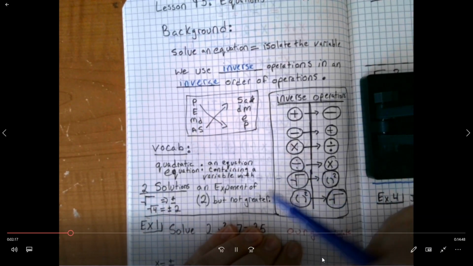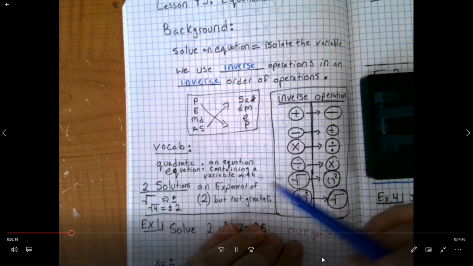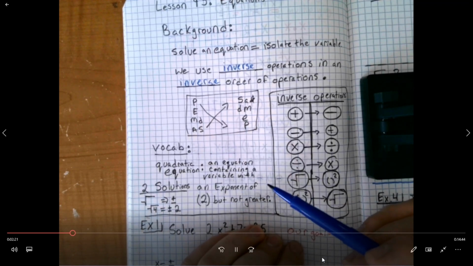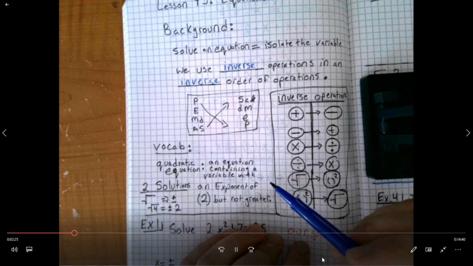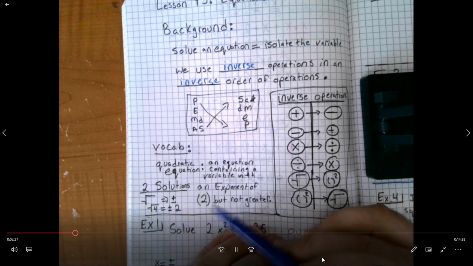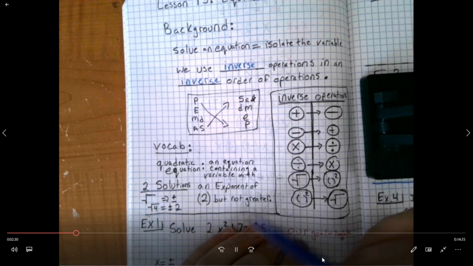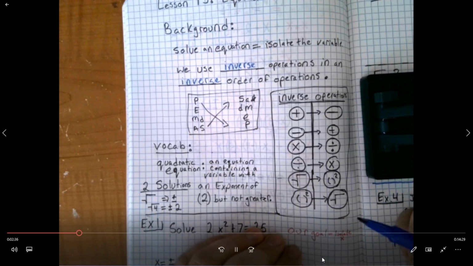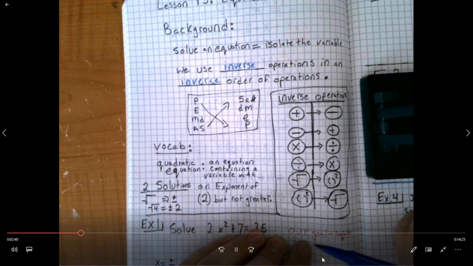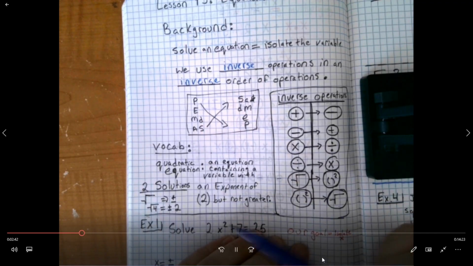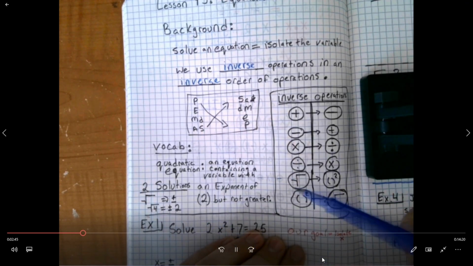So some vocab for today: quadratic equations. A quadratic equation is an equation containing a variable with an exponent of 2, but not greater than 2. So we can have the formula for the area of a square. The area of a square is area equals side squared. The side is raised to a power of 2, but there's no exponents of 3 or 4 or 5. So that would be considered a quadratic equation. There's an exponent of 2, nothing bigger.